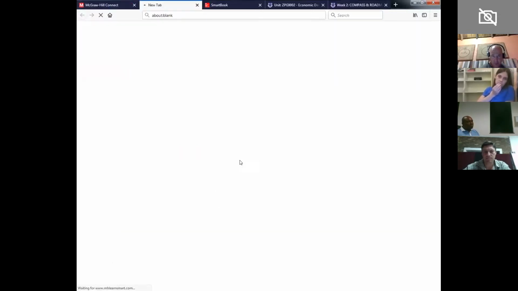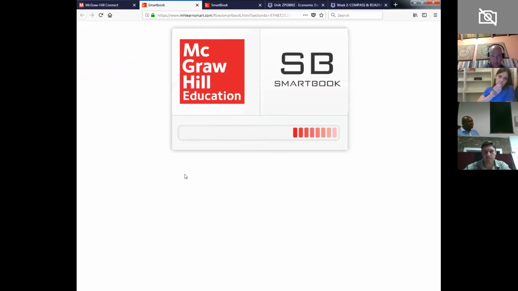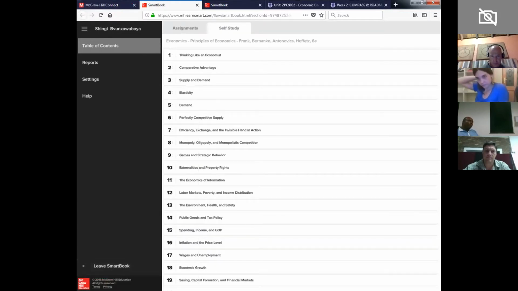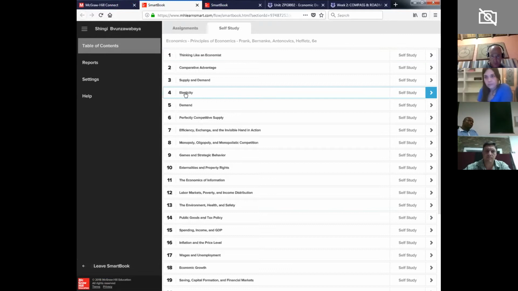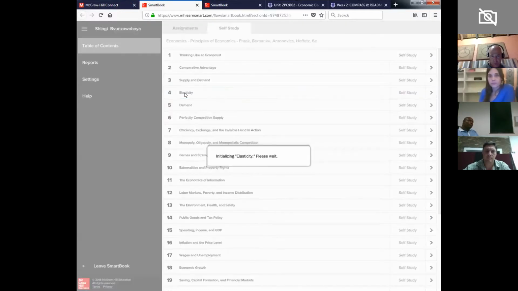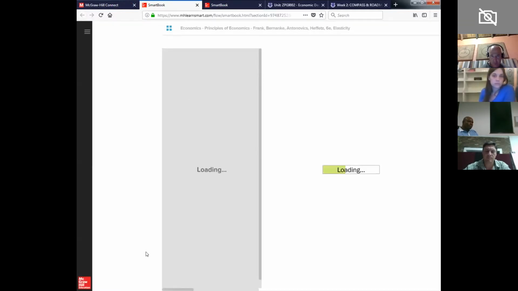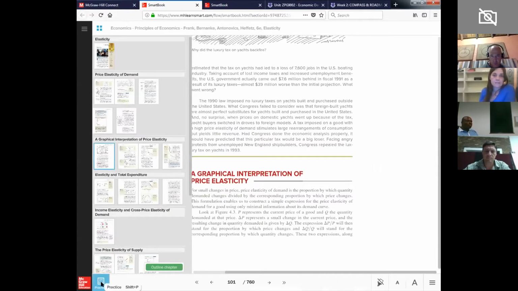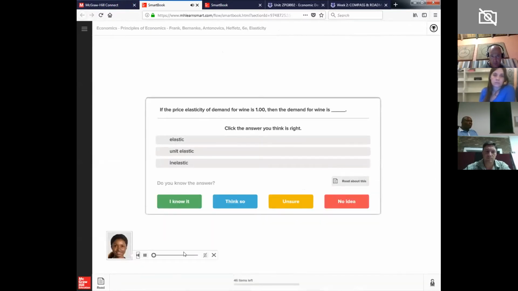Okay, let me preview as a student. It's loading. Yes, that's the smart book. Just loading for a second. And then let me get into the chapter elasticity. That's it. And then you can notice if this is turned on, you can actually start practicing the questions. It will ask you.